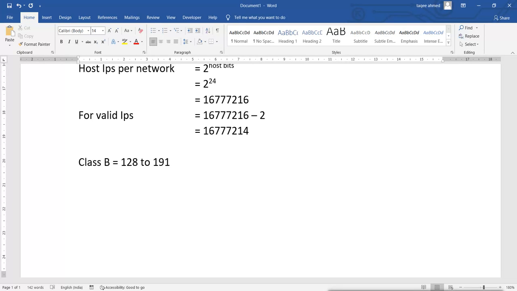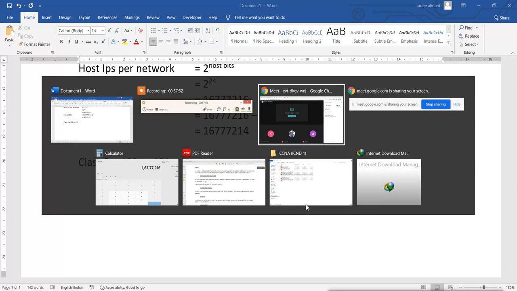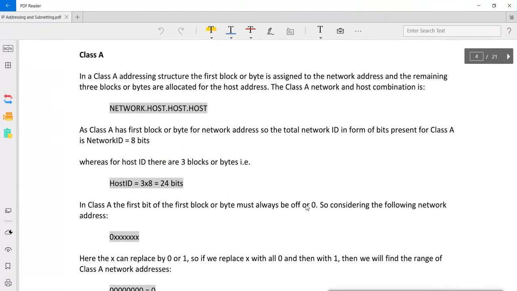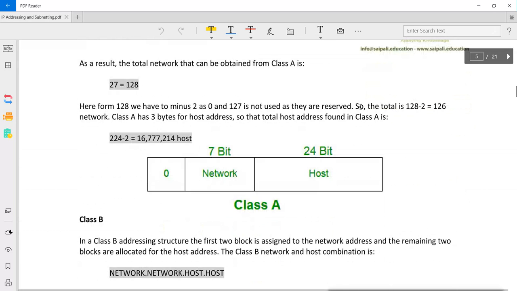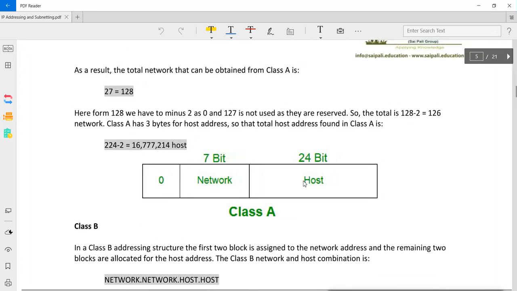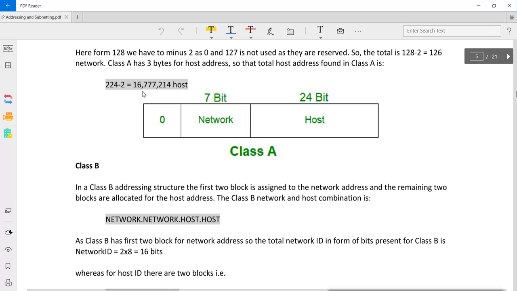Now here in class B, as we know, in class A you have to leave the first 0 bit and you have the remaining 7 bits to use and 24 bits for the host part. So that is why you get this number of hosts. Now this is not proper. I will change this again. Okay, I will fix it.